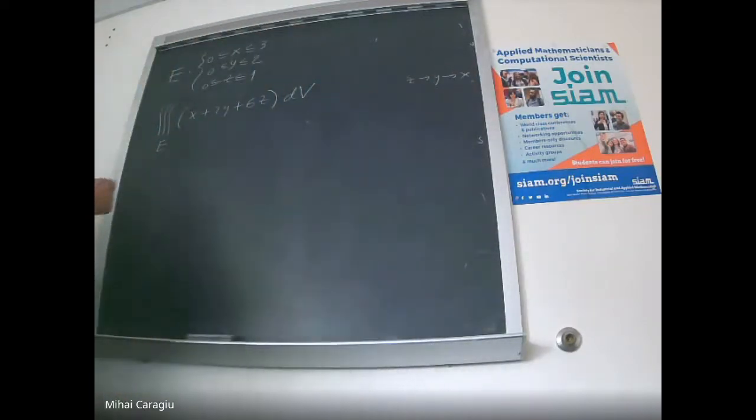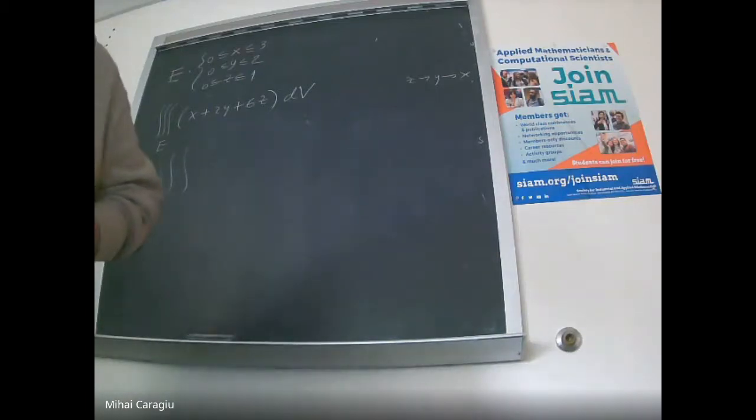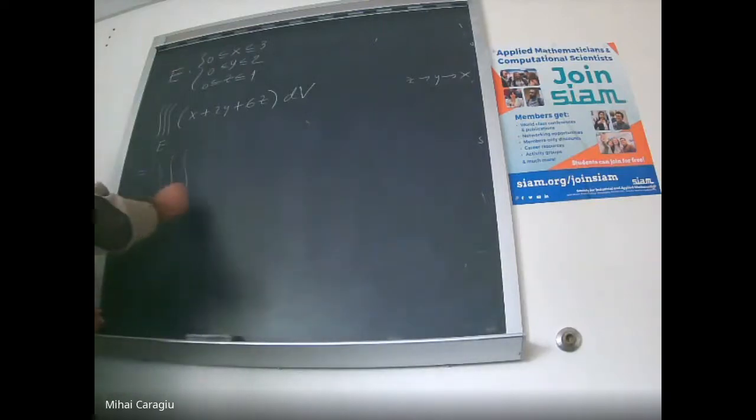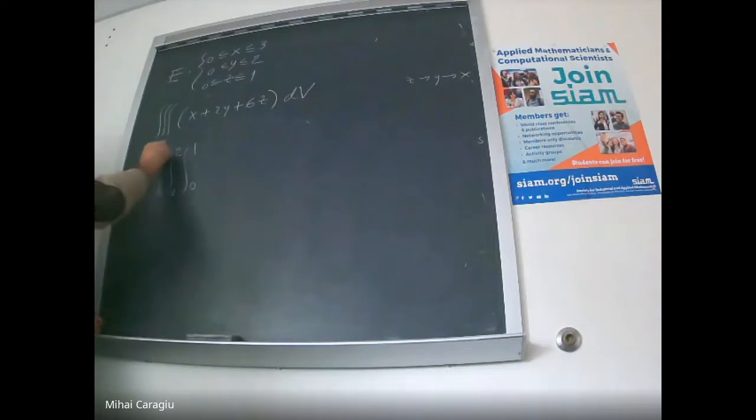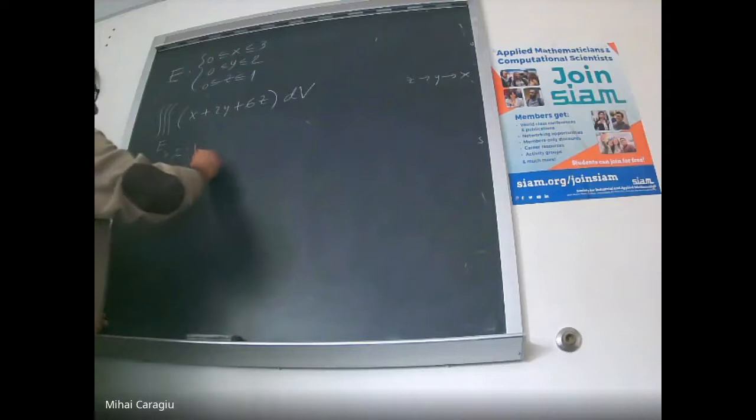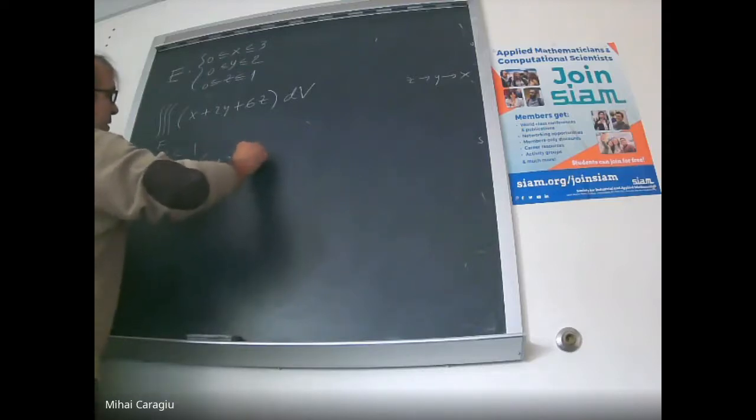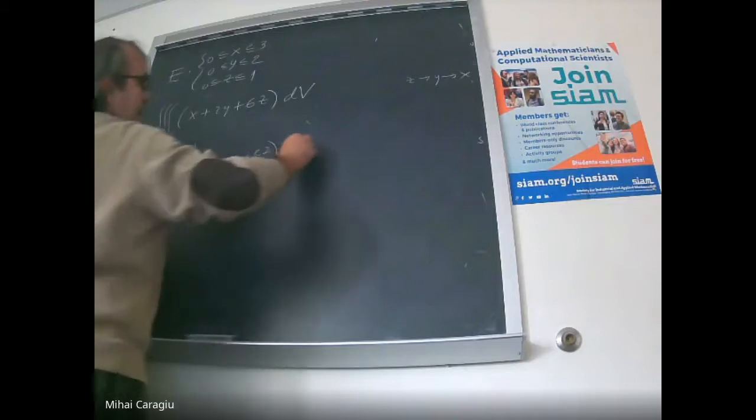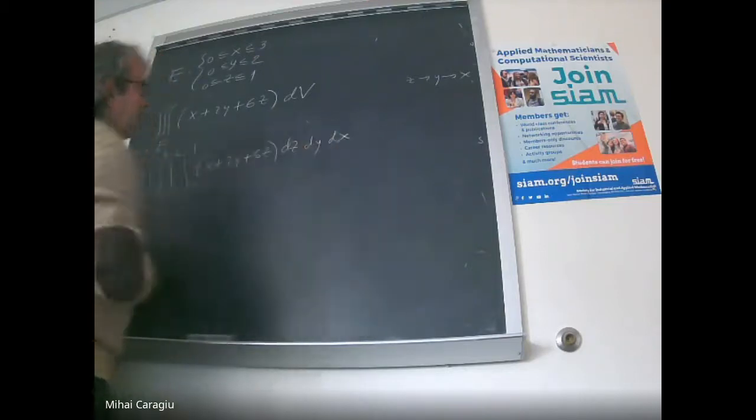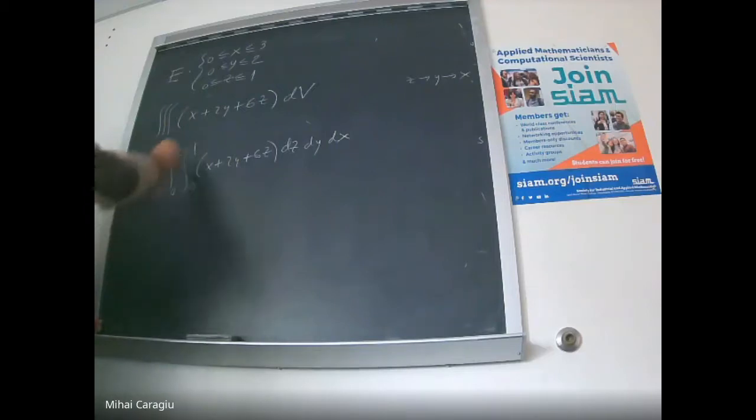Okay, so let's start. So this will be an integral, z first, integral from 0 to 1, then on the outside, integral from 0 to 2, and integral from 0 to 3. So z first, y second, x third. X plus 2y plus 6z, dz, dy, dx.